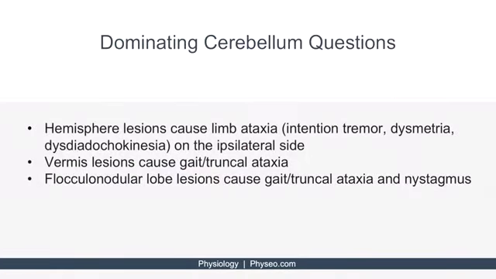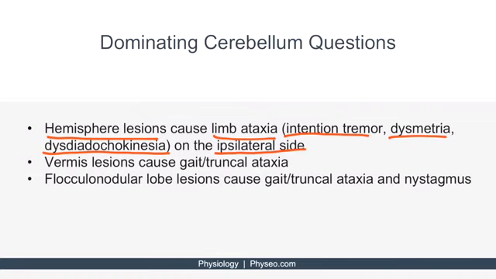Now let's briefly talk about how to dominate cerebellum questions on Step 1. So first, remember that if the hemisphere is lesioned, this will cause limb ataxia. There are 3 things you need to remember about limb ataxia. That's intention tremor, dysmetria, and dysdiadochokinesia. And always remember that the symptoms are ipsilateral. If you damage the right hemisphere of the cerebellum, you'll get right limb ataxia.